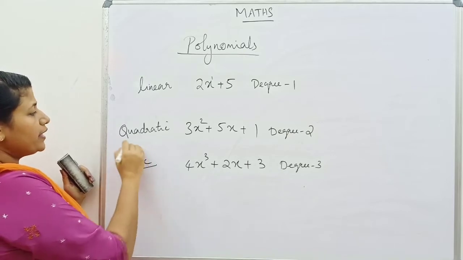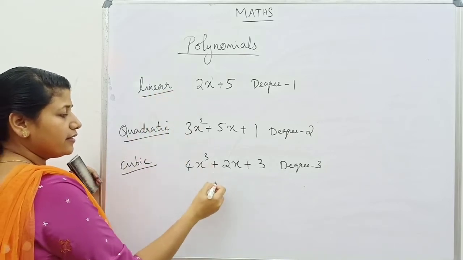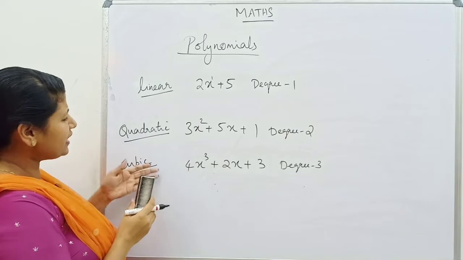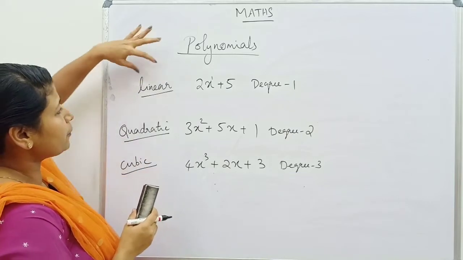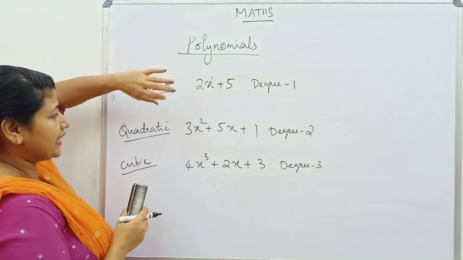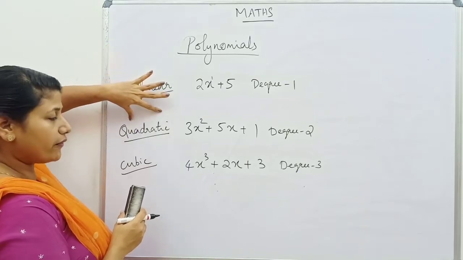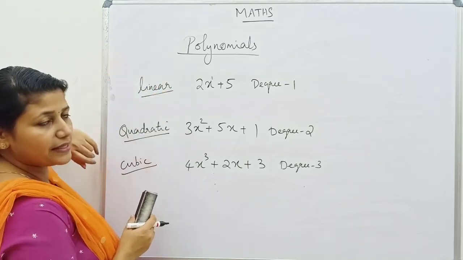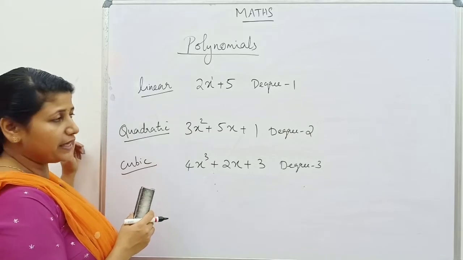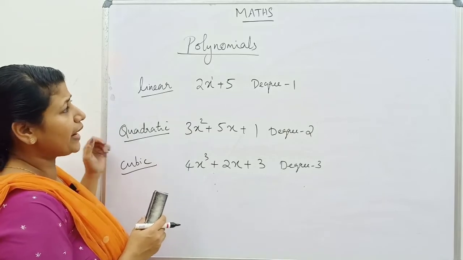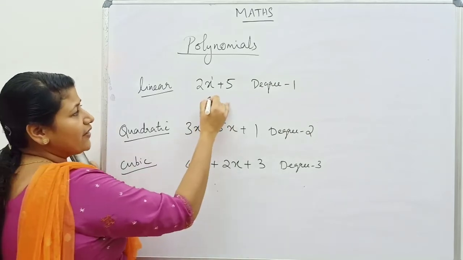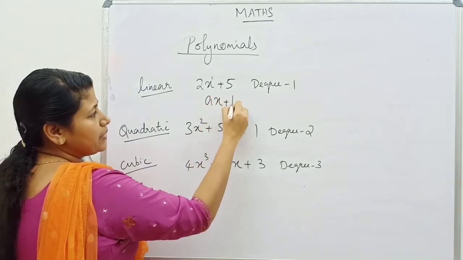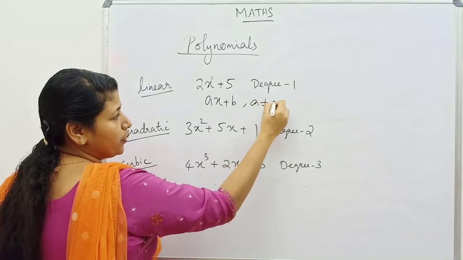Okay, cubic, quadratic and linear. Much more is there, so we need just this much. The first degree polynomials are known as linear, the second degree polynomials as quadratic, and the third degree polynomials as cubic polynomials. So can you write the general equation for this? Yes, of course. We can write this as ax plus b, where a cannot be equal to 0.